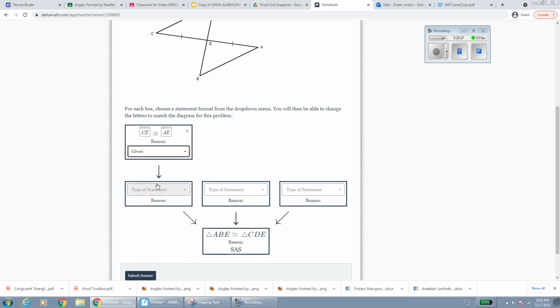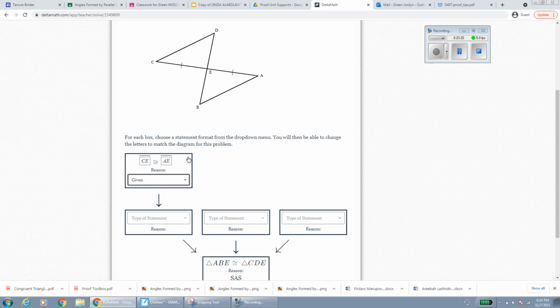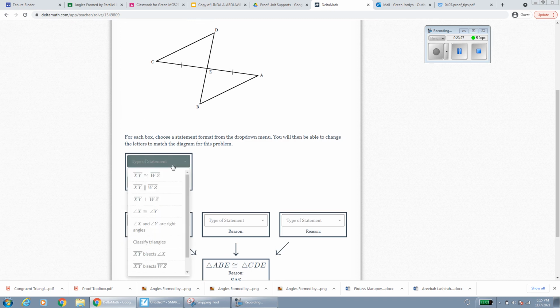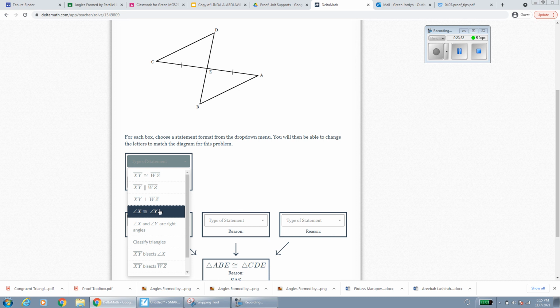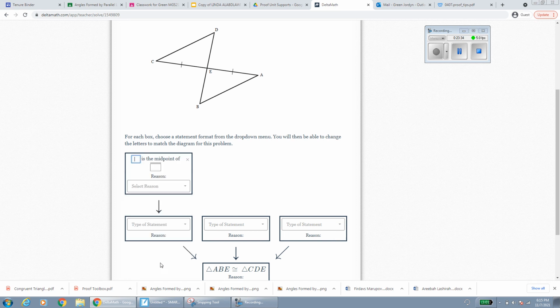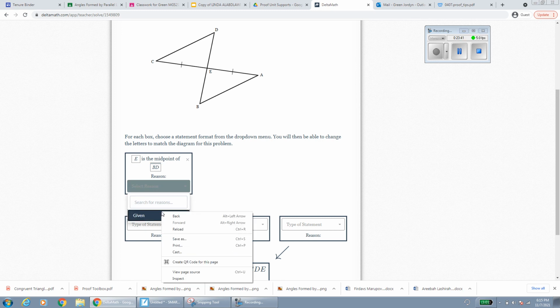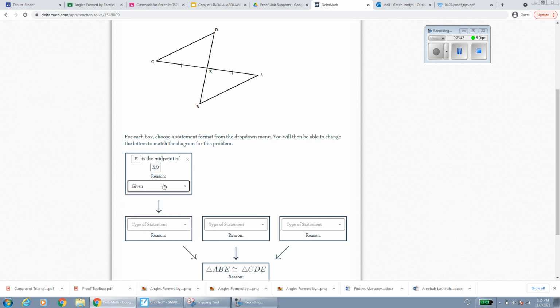This is a weird flowchart. Okay, so maybe here, because they want us to draw a conclusion from this given, maybe here we should put the fact that E is the midpoint of BD. This is why I don't like Delta Math. So E is the midpoint of BD. Delta Math always wants things a certain way. That's given. Now, from this given, we drew a conclusion, so that makes sense with the arrow pointing down.